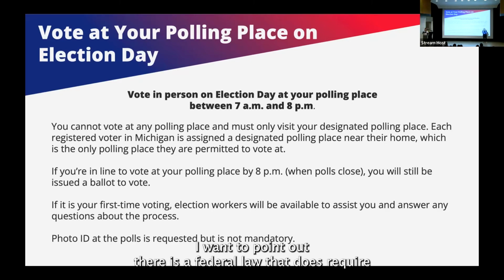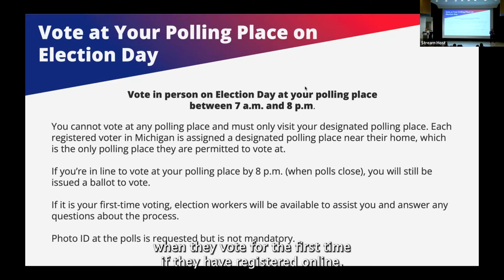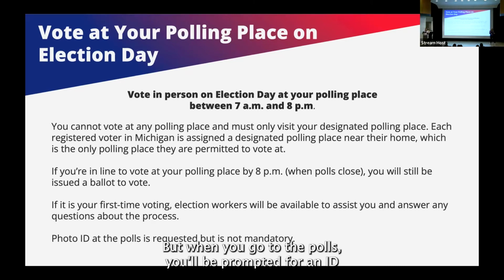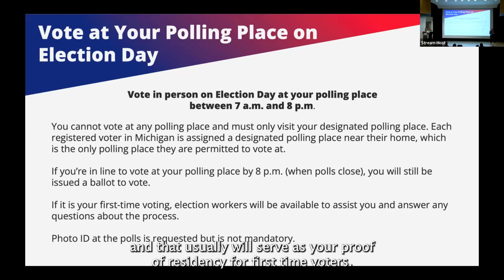I want to point out there is a federal law that does require first-time voters to show proof of residency when they vote for the first time if they have registered online. So when you register online, you put in your social or the last 4 digits of your social, and your Michigan driver's license or ID. But when you go to the polls, you'll be prompted for an ID, and that usually will serve as your proof of residency for first-time voters.